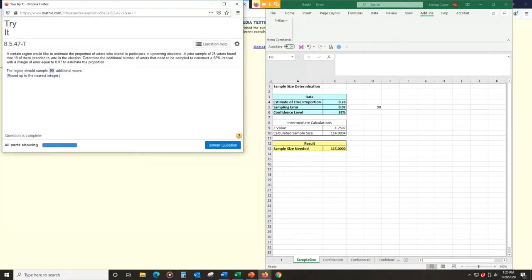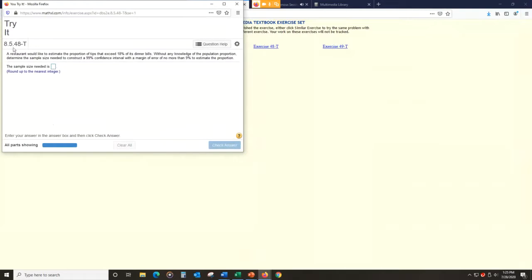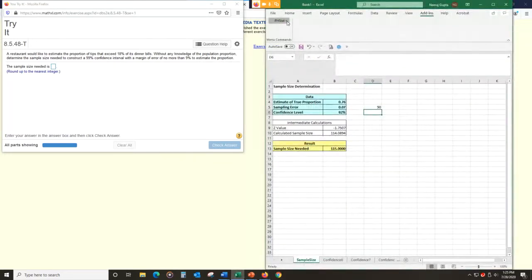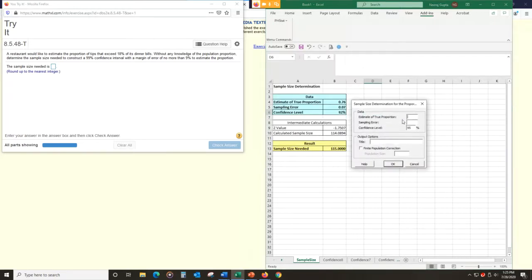Okay. Now let's take another example. Let's take this one. Now here it says a restaurant would like to estimate the proportion of tips that exceed 18% of its dinner without any knowledge of the population proportion. Now here we do not know the population proportion. So when we are finding this one, we are using sample size for the proportion. We do not know the estimate of true proportion, and that's where we provide 0.5.